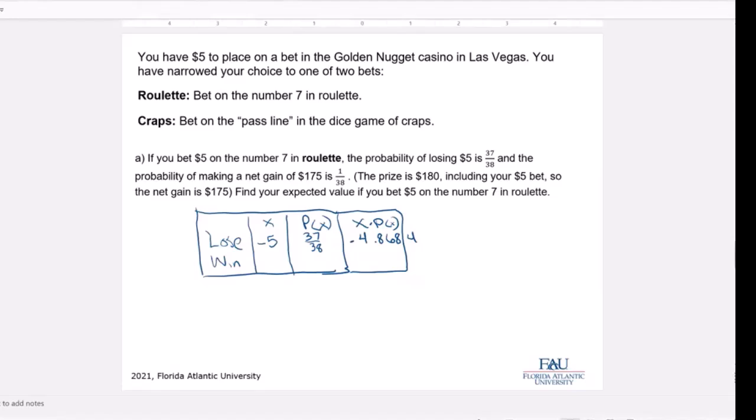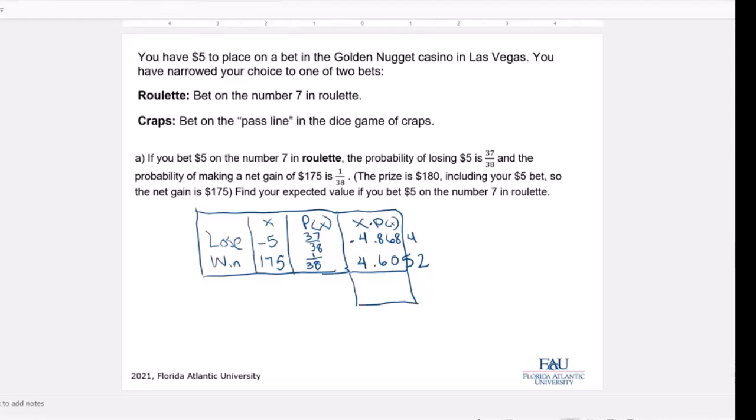Now, if we win, so we bet $5, and the probability of making a net gain of $175 is 1 out of 38. We get 175 times 1 out of 38, and that's 4.6052. Let's add those up.